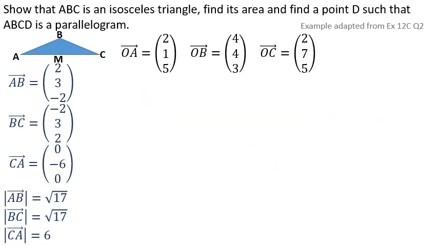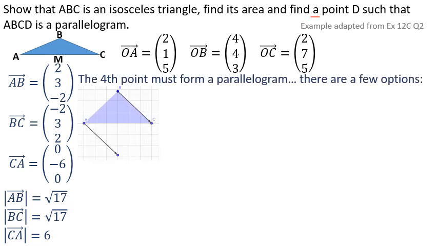The final part of this question is asking us to find a point D such that ABCD is a parallelogram. And the first thing I want to notice is that it says find a point D. There are quite a few different possibilities here. Here's one option, and I've drawn this out a bit more precisely so the lengths are a bit more realistic, but the idea behind this will work just as easily even if your diagram looks a bit different.